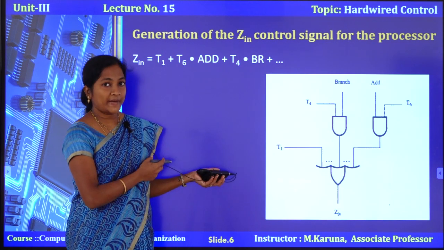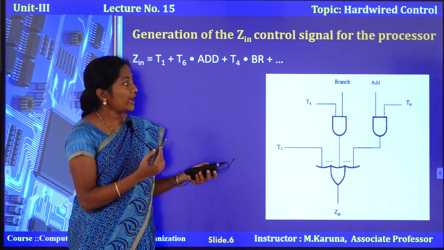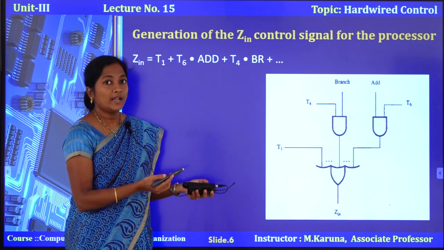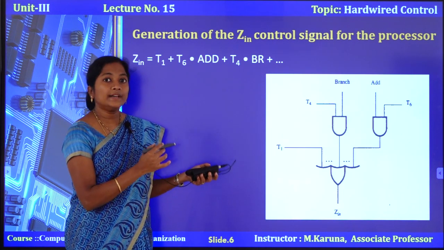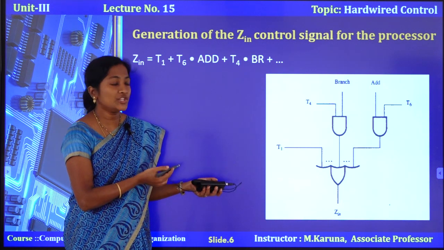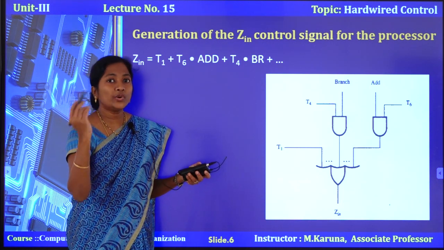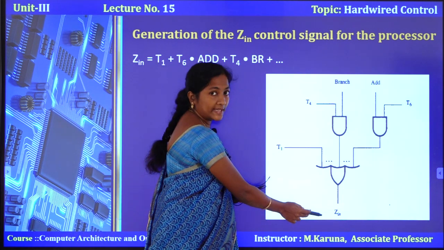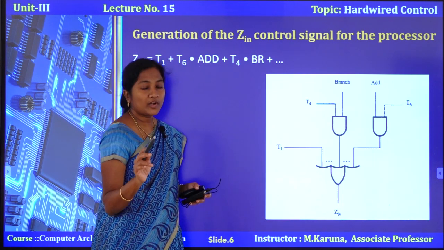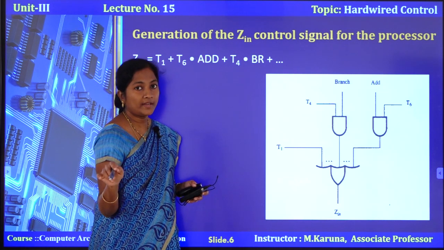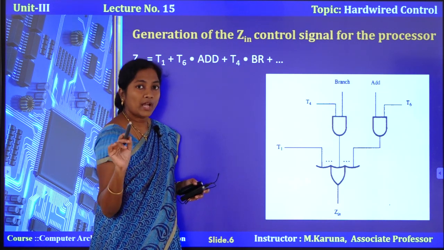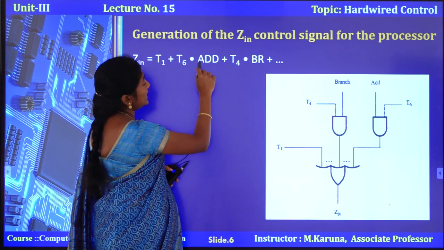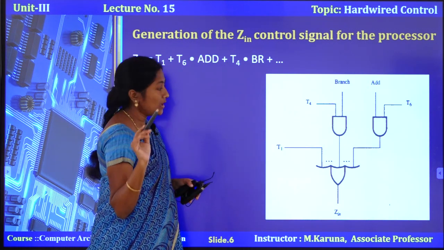In the case of a branch instruction, the program counter address will be added to the offset address, and the output after the addition will be stored into the PC through the Z register by setting Zin equal to 1, because the Z register is a temporary register used to store the output after any operation performed by the processor. This is the generation of the Zin control signal.